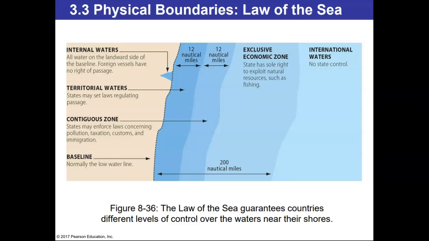The third type is the exclusive economic zone. That is between 24 and 200 nautical miles. This is where a state has the sole right to the fish and other marine life. Everything beyond that would be considered international waters, and a state does not have control over those international waters. The baseline that you see here in this image would indicate where the nautical miles begin.